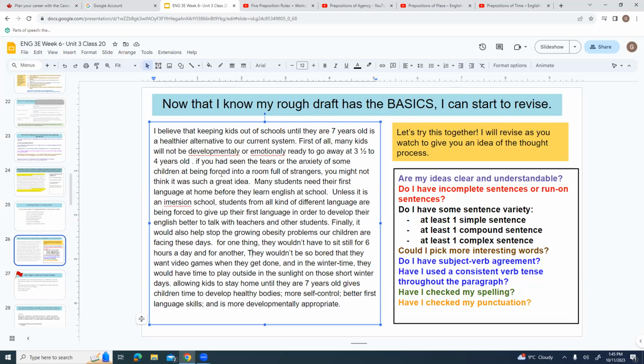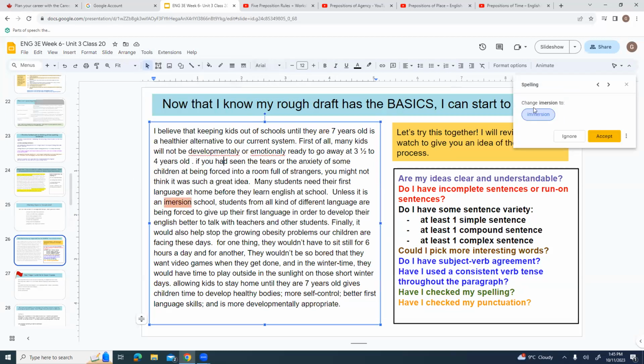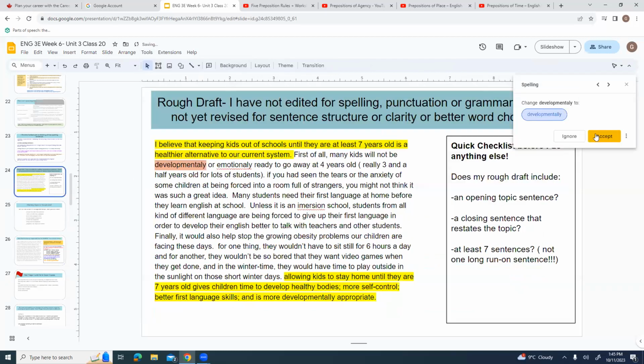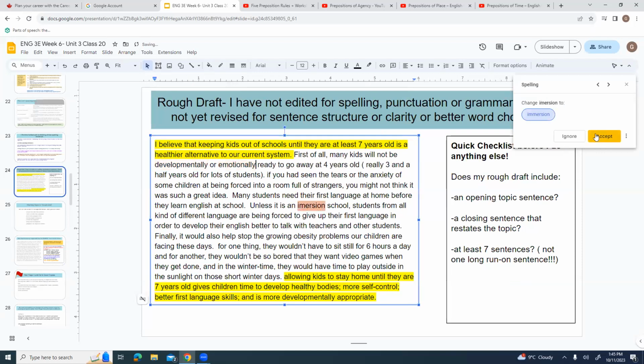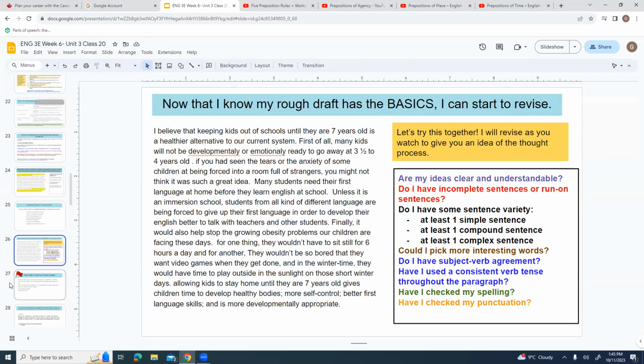No, you can see I haven't checked my spelling yet. I would need to kind of hit that. I could easily hit spelling and it would tell me some of my spelling points. Immersion's wrong. Developmentally is wrong. Emotionally is wrong. Fix it again. Oh, that's why, because it went back to my other thing. Sorry. There's no way to make it skip a page. I've tried to do that before. Anyways, and have I checked punctuation?